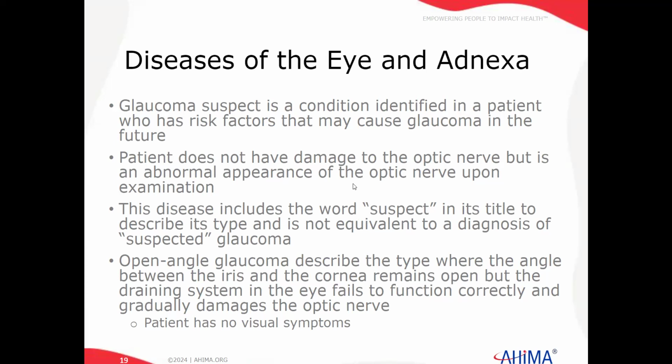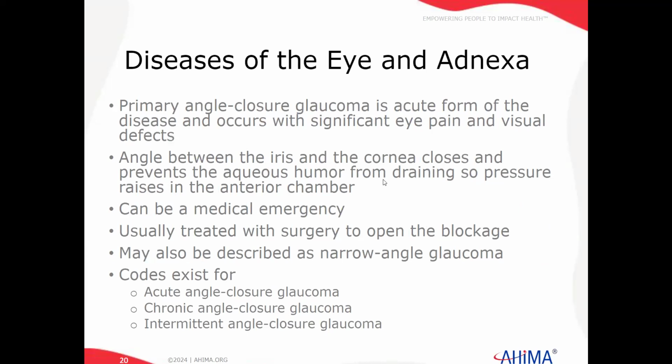And then another thing when you're looking at glaucoma is you have to pay special attention for the terms surrounding the main term glaucoma. Glaucoma can be described as open angle, where the angle between the iris and the cornea is open, but the draining system isn't working. And then we can have primary closed angle glaucoma, which is the acute form, right? In other words, the angle between the iris and the cornea, instead of being open as an open angle, it's closed. So then the aqueous humor is not draining. So the pressure remains raised in the anterior chamber.